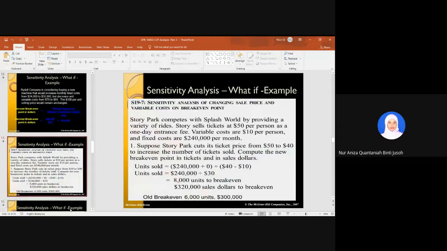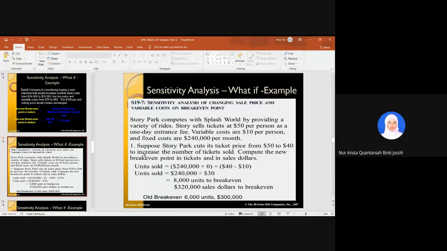Okay, another example. Story Park competes with Splash World by providing a variety of rides. Story sells tickets at $50 per person as a one-day entrance fee. Variable costs are $10 per person and fixed costs are 240,000 per month. So this is before.